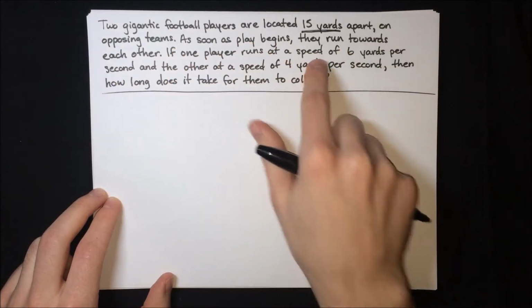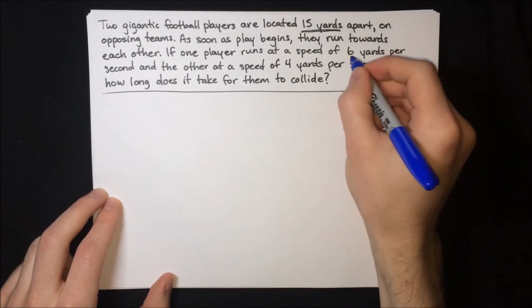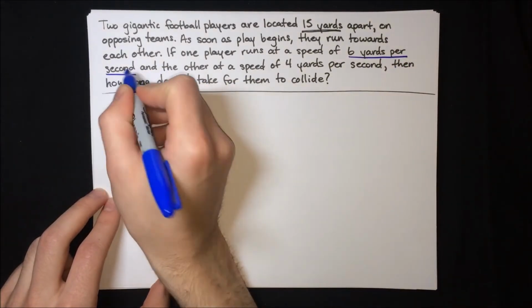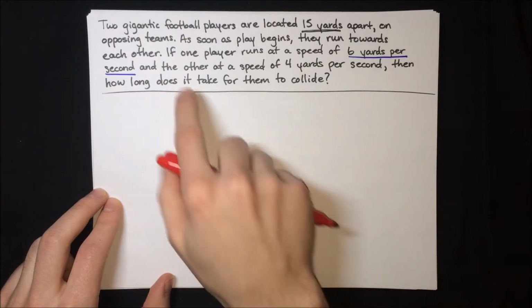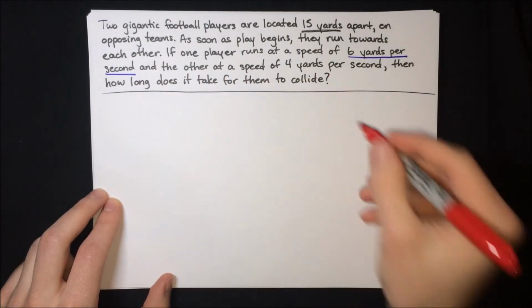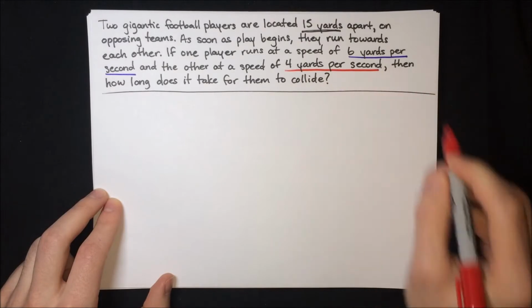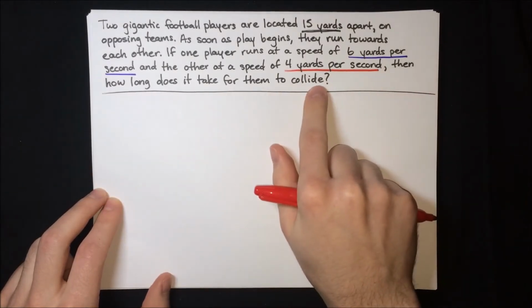If one player runs at a speed of 6 yards per second, there's a speed, and the other at a speed of 4 yards per second, there's another speed, then how long does it take for them to collide?